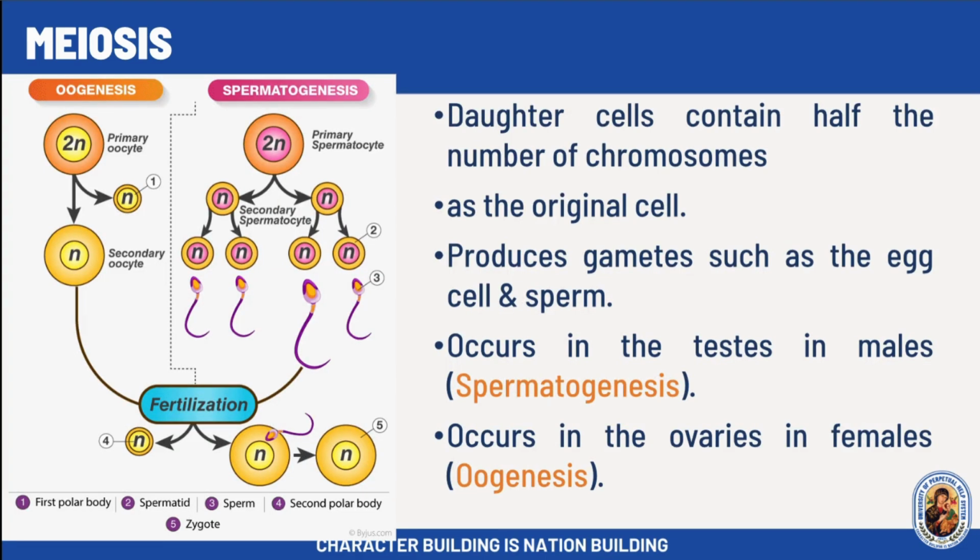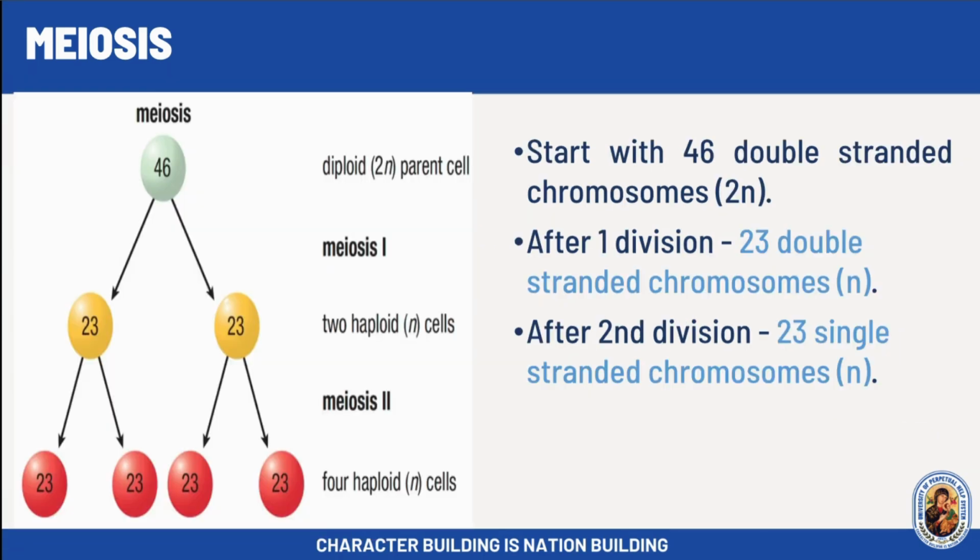In meiosis, as we mentioned earlier, the daughter cells, or the cells after the process happens, have only half of the original number of chromosomes. Now, this only occurs in gametes, such as the egg cells and the sperm cells. In the sperm cells, it's called spermatogenesis, and in the ovaries, it's called oogenesis.